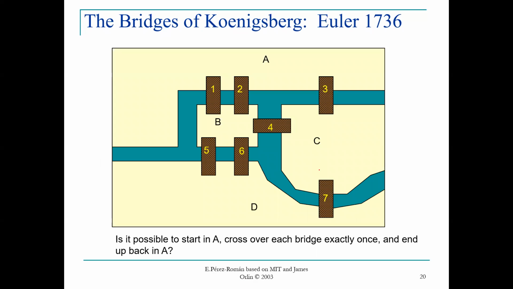So these are the bridges, and the question is: is it possible to start in A, cross over each bridge exactly once, and end up back in A? So you want to start here, cross each bridge only once, and then go back to A. So is it possible?